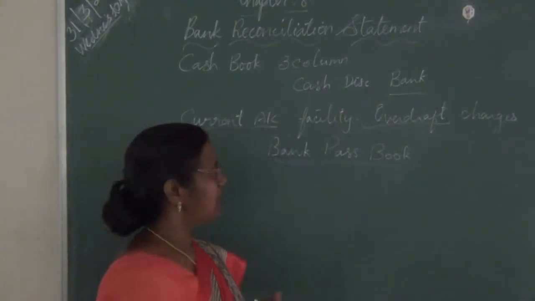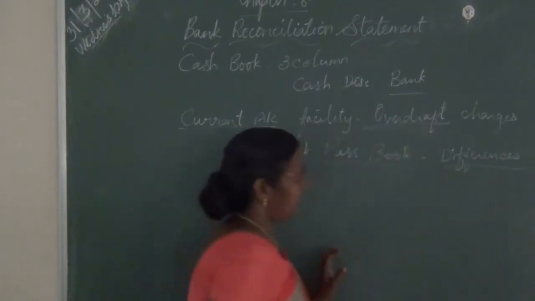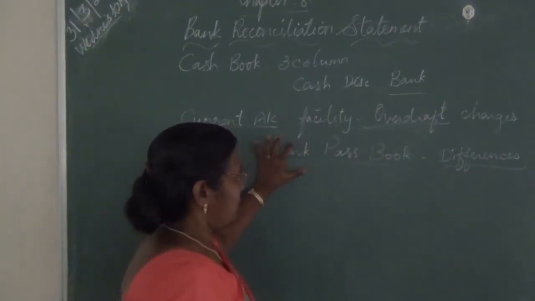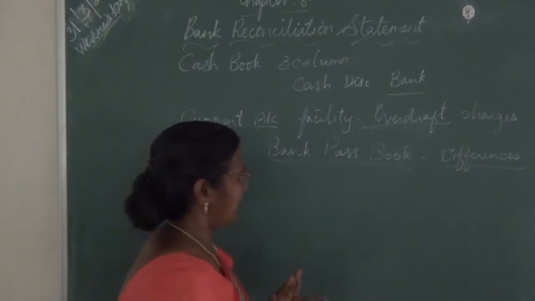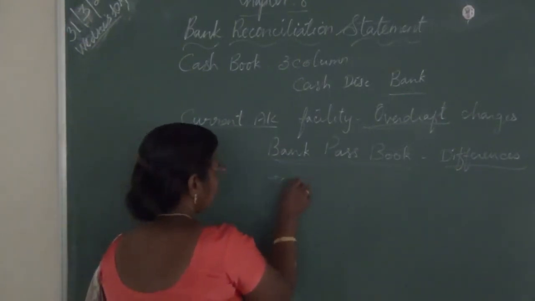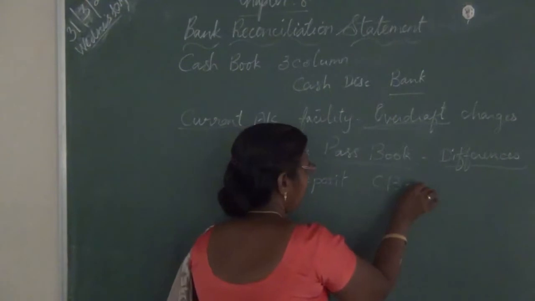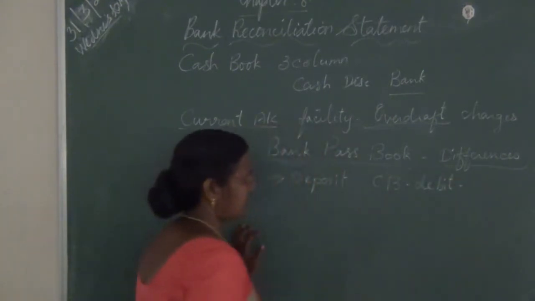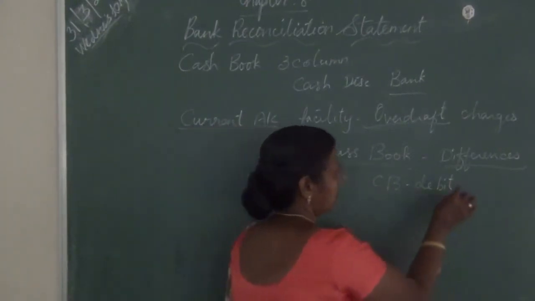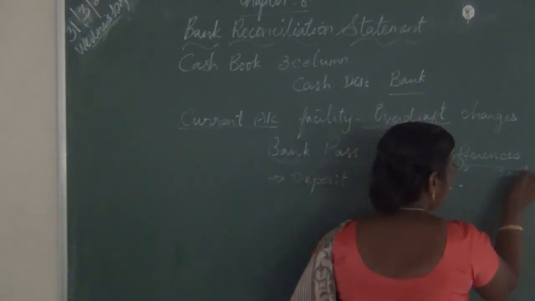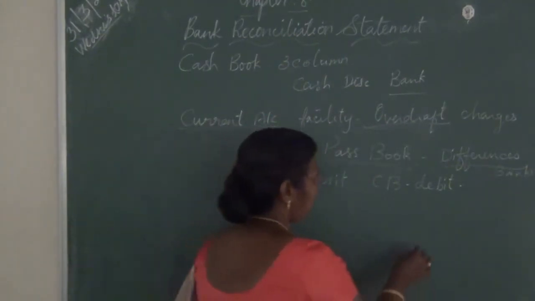So here some differences will be there. The differences will be there in the bank passbook. Why that differences occur, that we will learn. When we deposit money in the bank, we will enter in the cash book on the debit side, isn't it? But when we deposit money in the bank, where will the bankers enter? First we should know the bank passbook, how they will enter in the bank passbook.